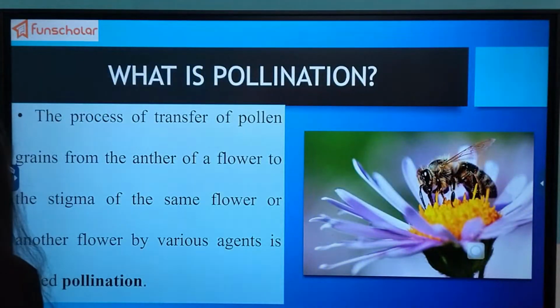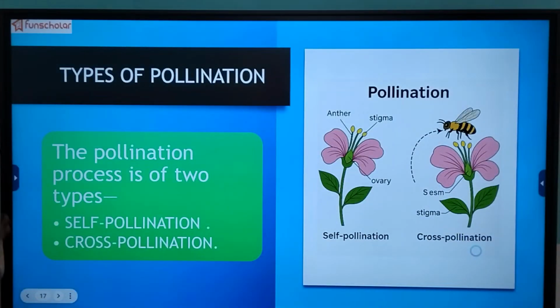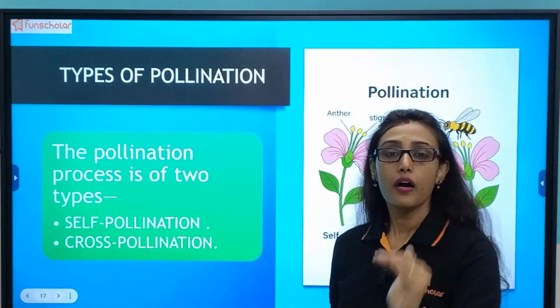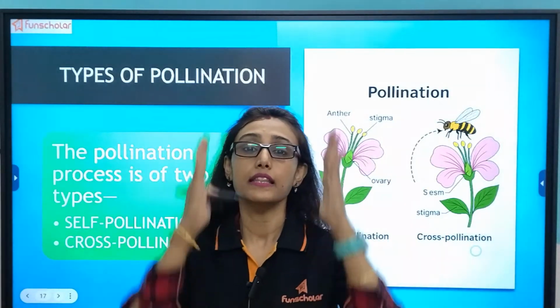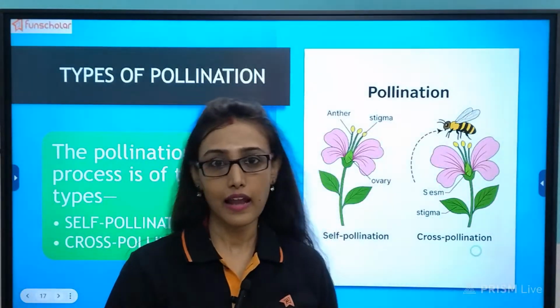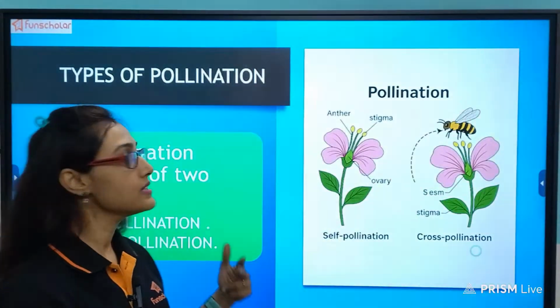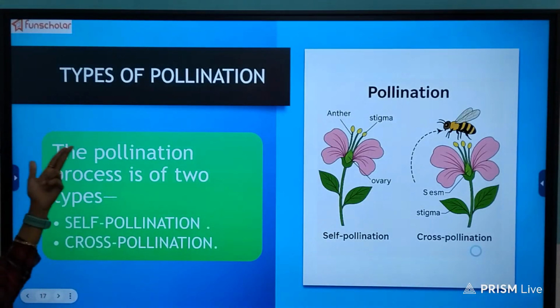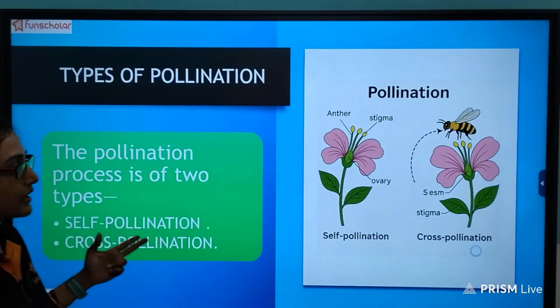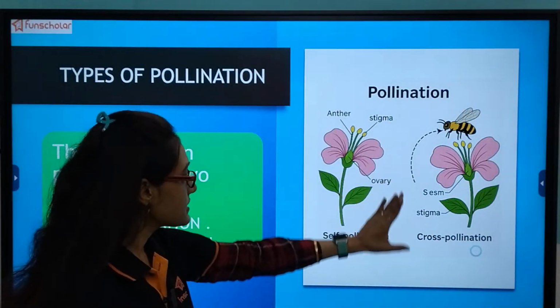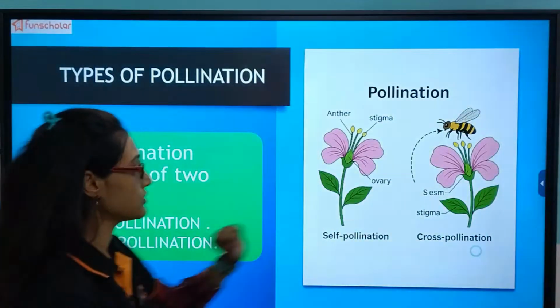Now next. Next comes types of pollination. In the previous slide you have seen that pollination may take place in the same flower or two different flowers, right? So on the basis of this, pollination has been classified into two types. First is self-pollination, second one is cross-pollination. So let us see what is self and what is cross.